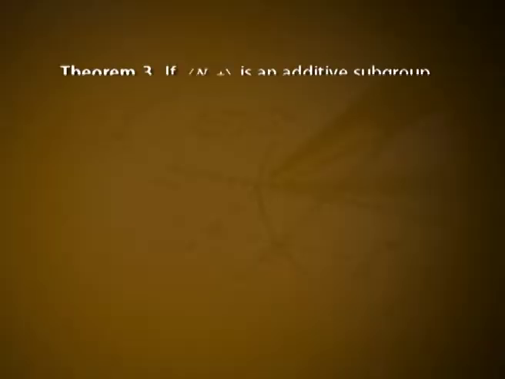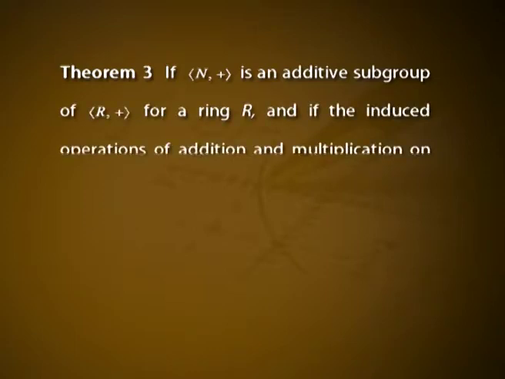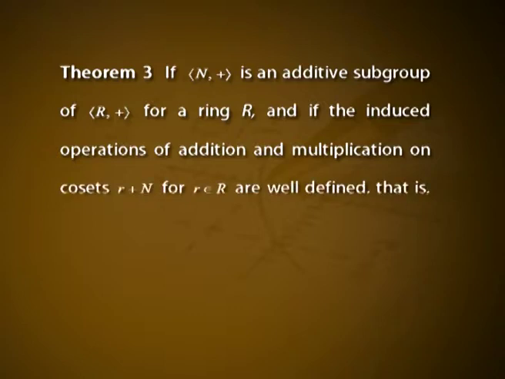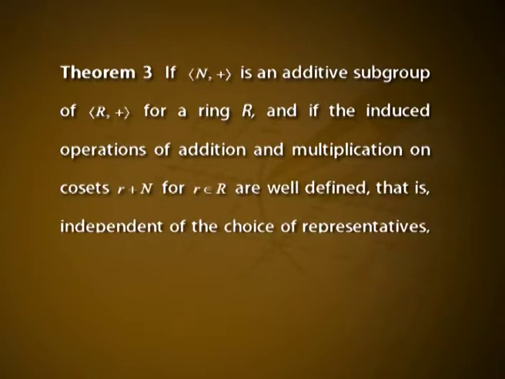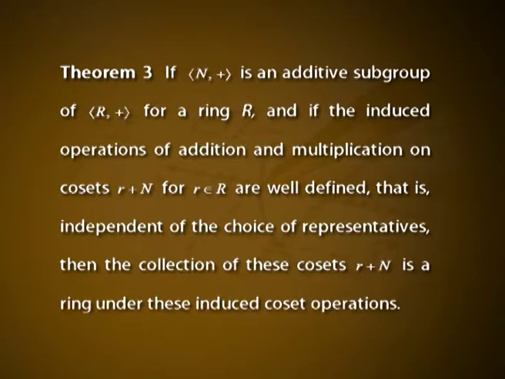Theorem 3. If N under addition is an additive subgroup of R under addition for a ring R, and if the induced operations of addition and multiplication of cosets r + N for r belongs to R are well defined, that is, independent of the choice of representatives, then the collection of these cosets r + N is a ring under these induced coset operations. Proof. Lemma 3 shows that the cosets form a group under the induced addition. The ring axioms involving multiplication follow at once, since we also compute products by choosing representatives, and since the ring axioms hold in R.